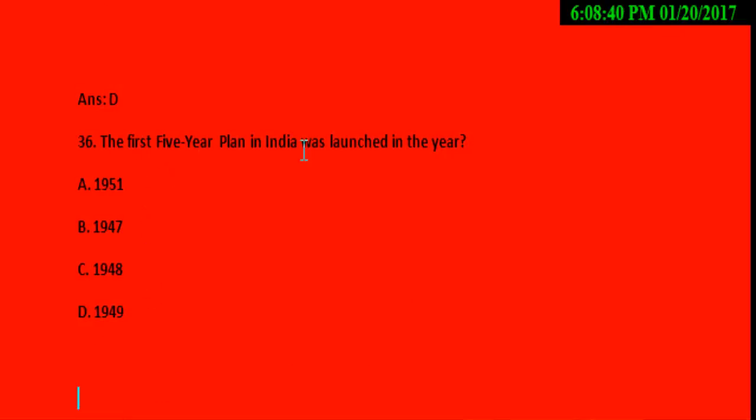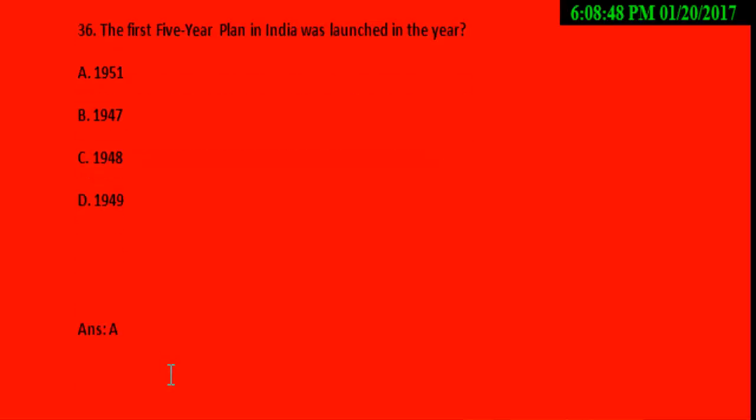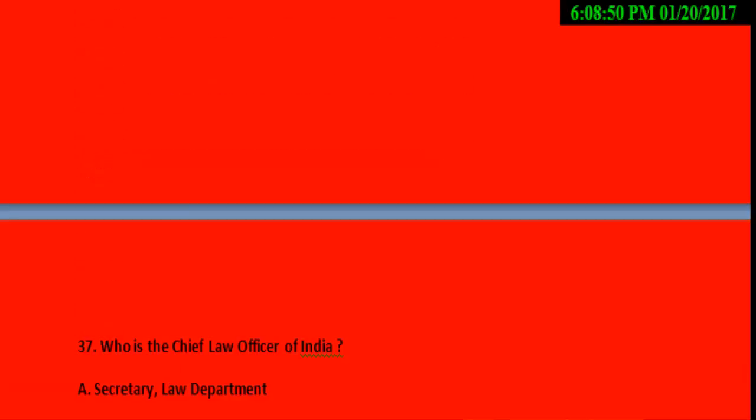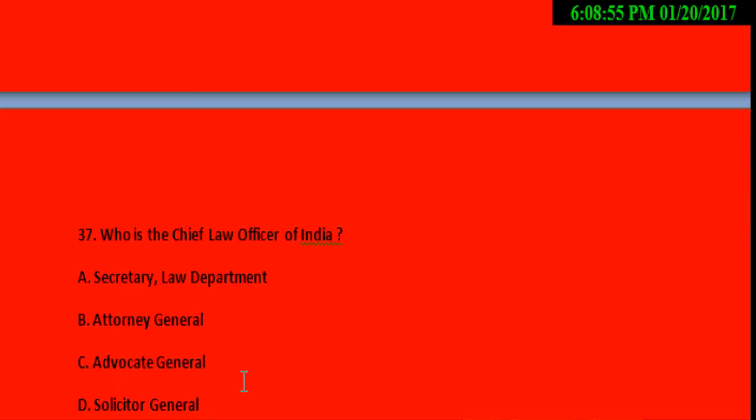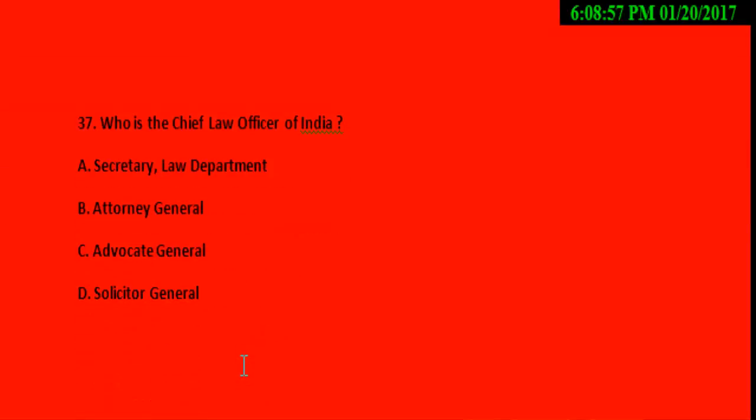The first five-year plan in India was launched in the year 1951, 1947, 1948, or 1949. So the answer is 1951. Next question for you. Who is Chief Law Officer of India? Secretary, Law Department; Attorney General; Advocate General; Solicitor General. So answer is B. Attorney General is the Chief Law Officer of India.